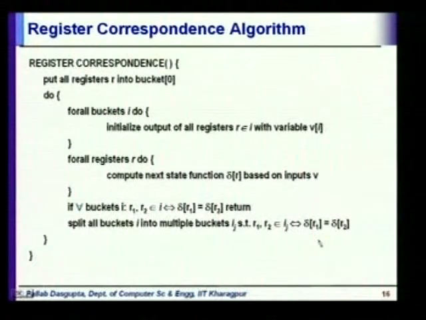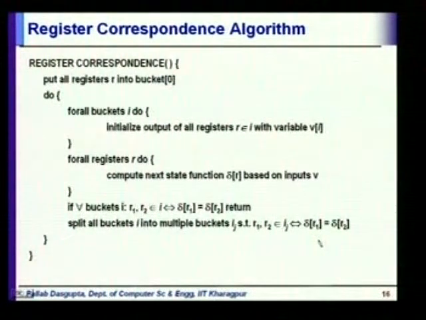We continue this until in two subsequent iterations there is no change in the buckets, then we terminate, okay. So that's a fixed point, right. This is the algorithm.